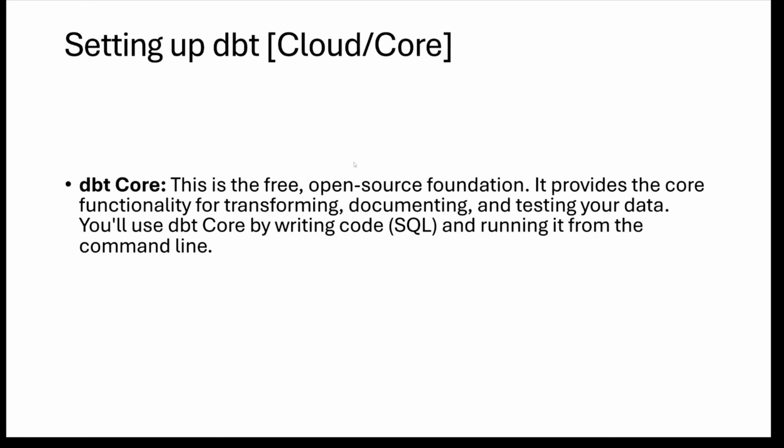We are going to be setting up DBT next. In order to set up DBT, it's good we understand the two flavors we have here. We have DBT Core. DBT Core is free. It's the open source version. It provides the core functionality for transforming, documenting, and testing your data. You will use DBT Core for writing your SQL and running it from the command line. DBT Core works on our PC, so that's what we're going to be using if we want to set up things locally without using the cloud.